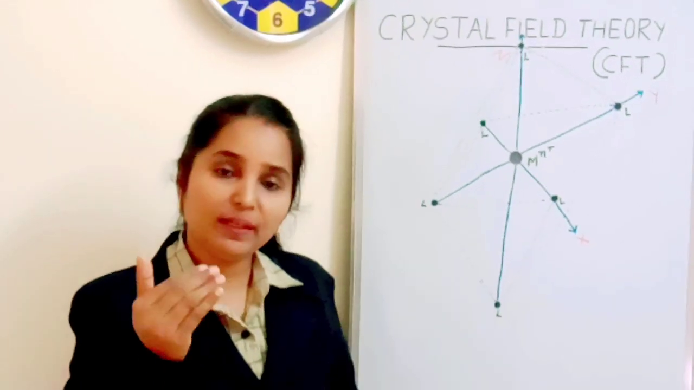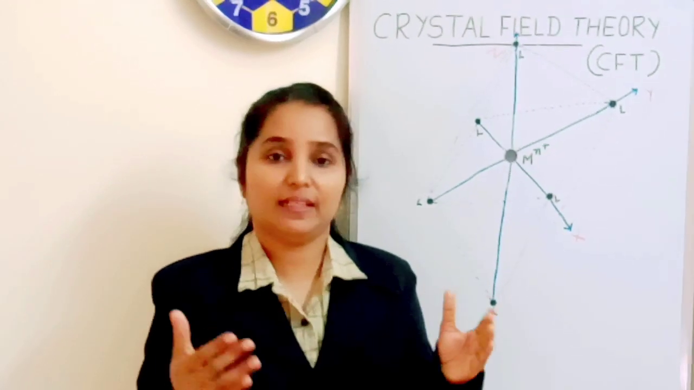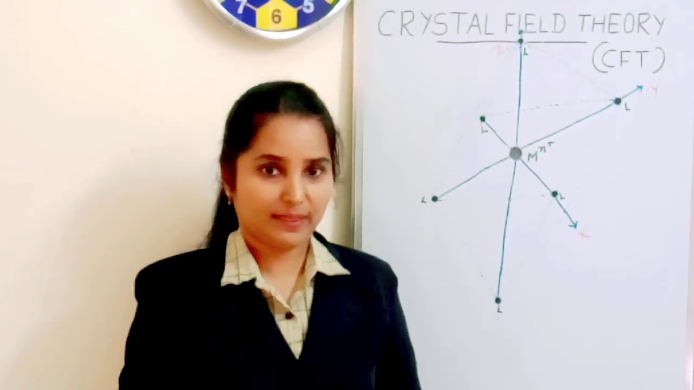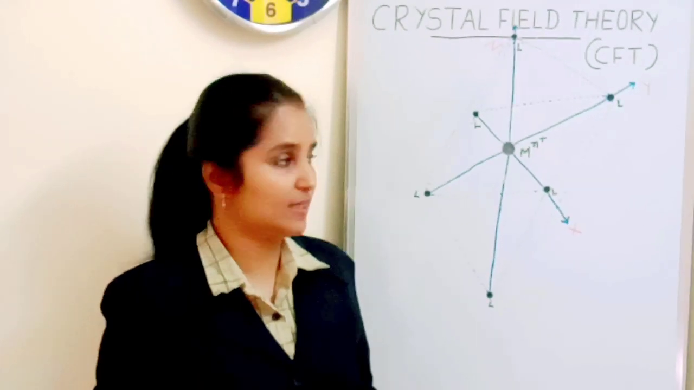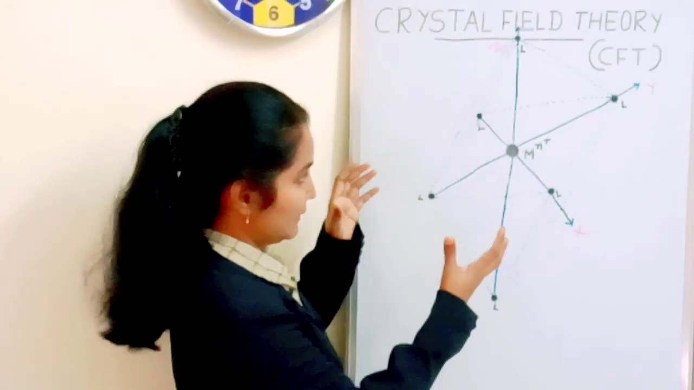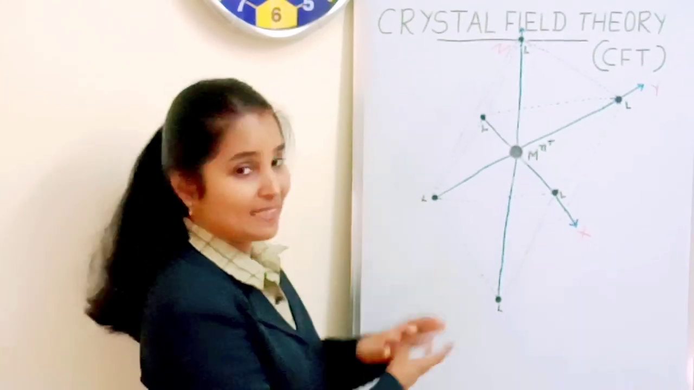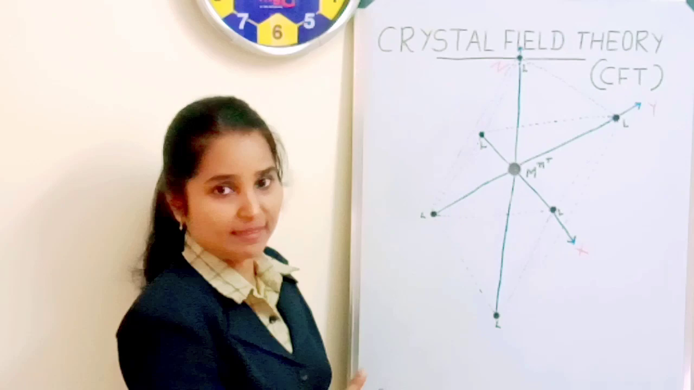see a frequently asked question, that is, explain the crystal field splitting in an octahedral complex. It is a frequently asked question in the board exams. Let's see. This is the structure of the alignment of the metal ion and the ligands around the central metal ion in an octahedral complex.